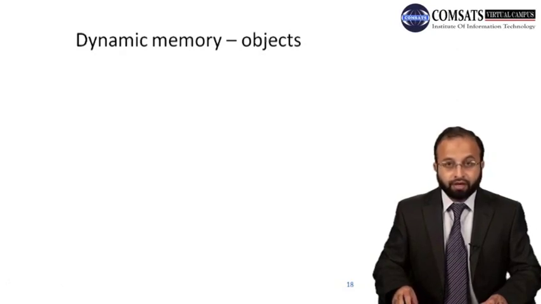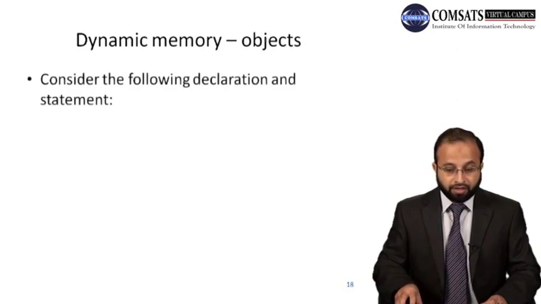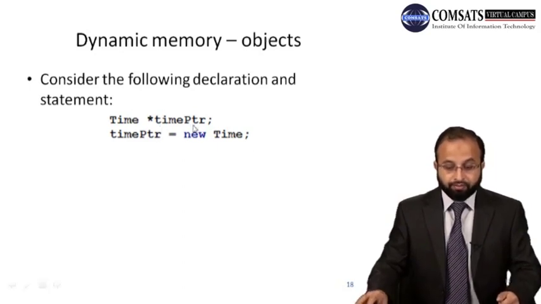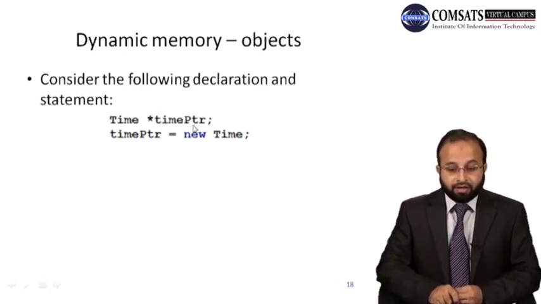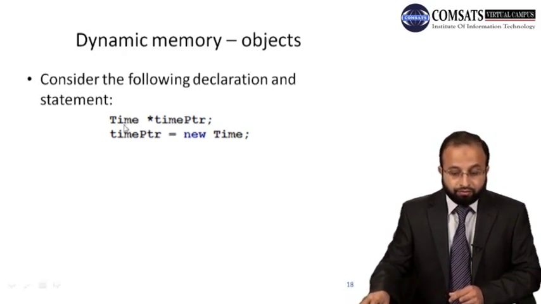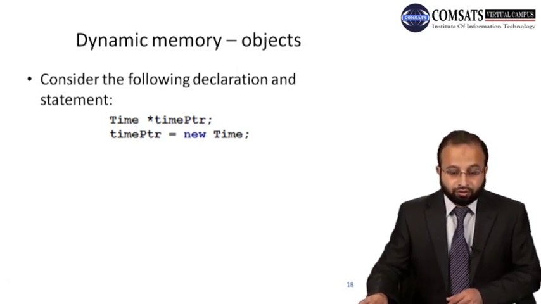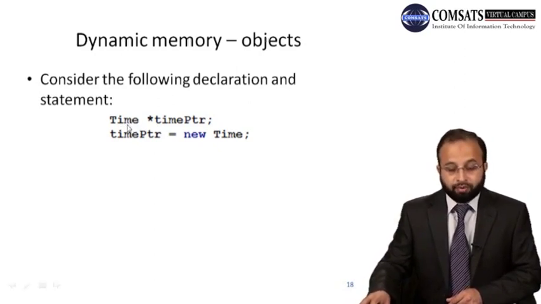Now we come to the dynamic memory for objects. How can we allocate dynamic memory for objects? So consider the following declaration and statement. So we create a pointer. Now time ptr is a pointer that points to an object of type time, or we can say that this pointer points to the memory location where the object of time is stored. ठीक है, जहाँ पे time class का object store होगा उस memory location को time ptr point करेगा.